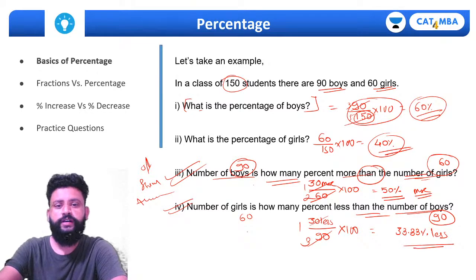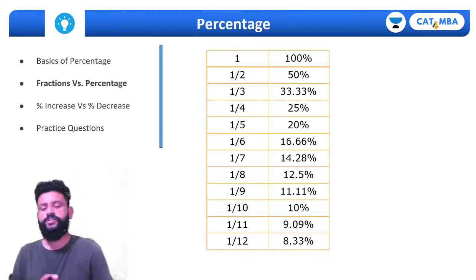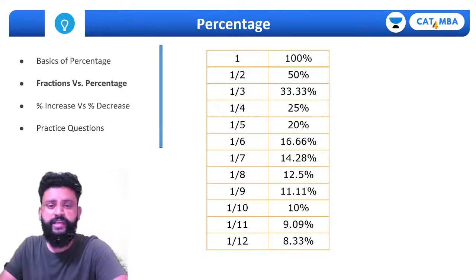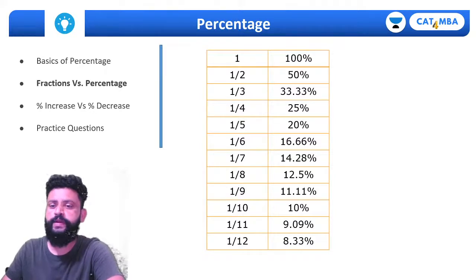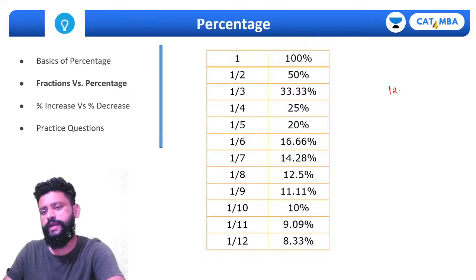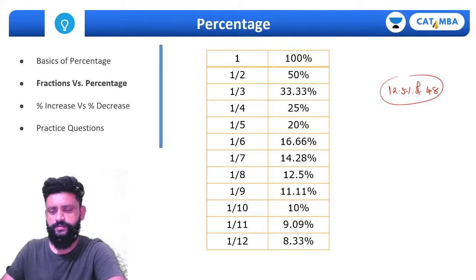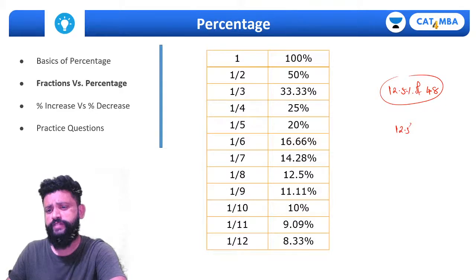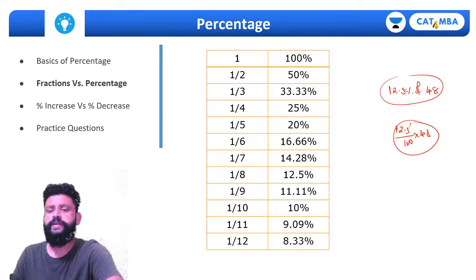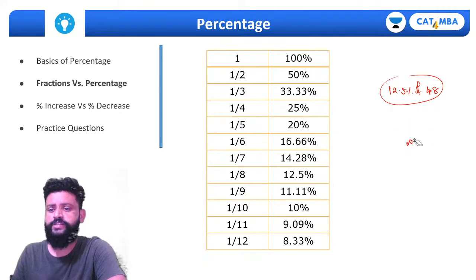Let's go ahead with the next part. Fractions versus percentage. These are very important fractions which everyone should remember, because they will be used frequently. And how to use, I'll take an example. If I say I want to calculate 12.5% of 48, one way you can just multiply and get 12.5 upon 100 into 48. So that's going to be quite a complicated thing, but if you know the fraction, look at this.